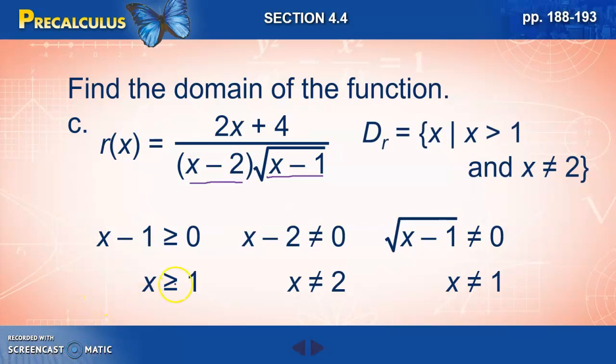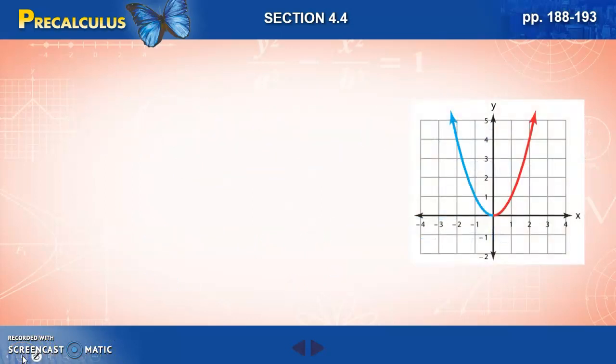Okay, here we said it can be greater than or equal to 1, but then we found, nope, it really can't be equal to 1. So it must just be greater than 1. With this exception, it can be greater than 1 except for 2. So we had multiple domain restrictions we had to find there.